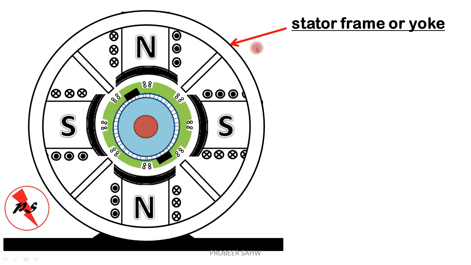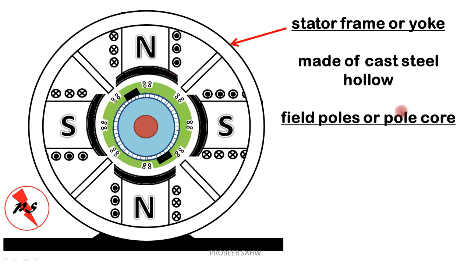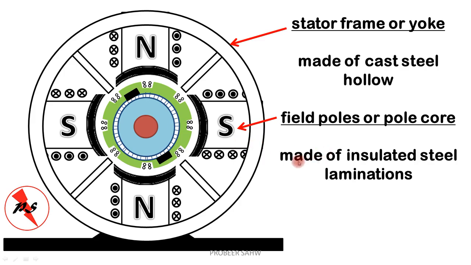Now this stator frame or yoke is definitely a hollow cylinder. It is made of cast steel, so it is a single piece of cast steel. It is hollow, and inside it these field poles and rotors are housed. Now these field poles or pole cores are not a single forged piece. These are made of insulated steel laminations.